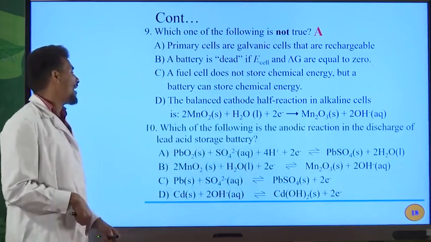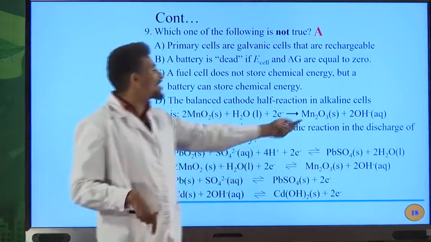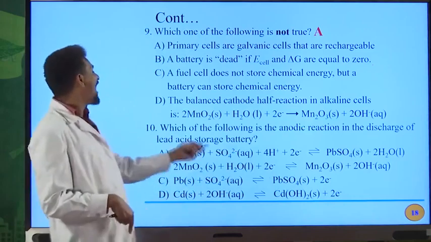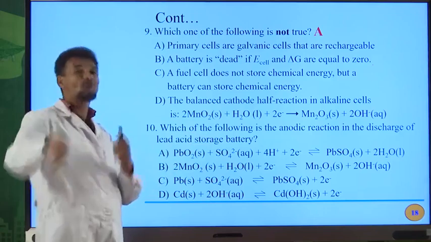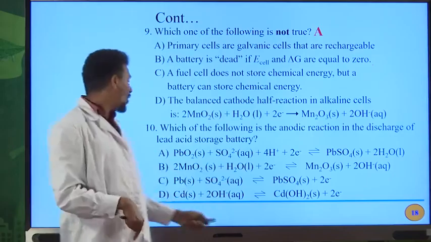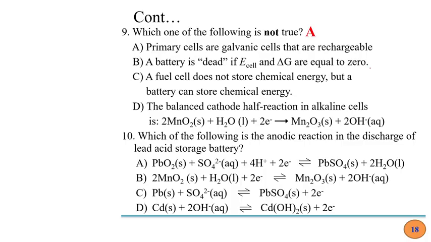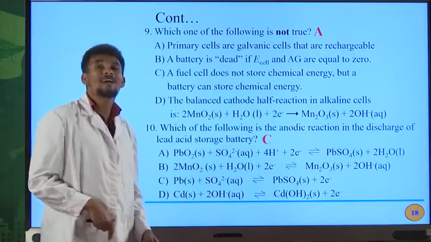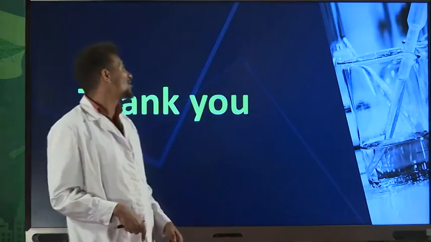Okay, question number 10. Which of the following is the anodic reaction in the discharge of lead acid storage battery? In the discharge of lead acid storage battery, C is the correct answer because lead serves as anode. I already told you, when it reacts with SO4 2 minus, PbSO4 will form on the product side and 2 electrons are lost. So this is your anode half reaction or oxidation half reaction in lead storage battery or in automobile battery. So C is the correct answer.